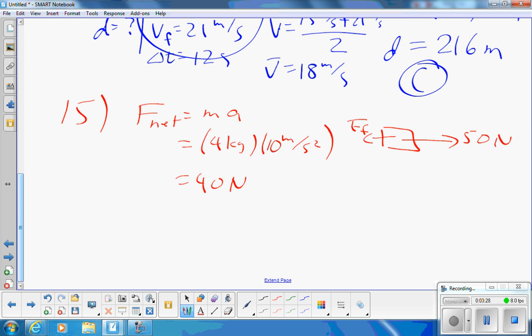Well, I know that the applied force, 50 newtons minus friction, is equal to the net force. Sorry, I just misspoke. The net force is 40 newtons, and that means the friction force is 10 newtons. Okay, sorry about the mistake. Friction is 10 newtons. That is choice B, and that is it for 11 through 15.